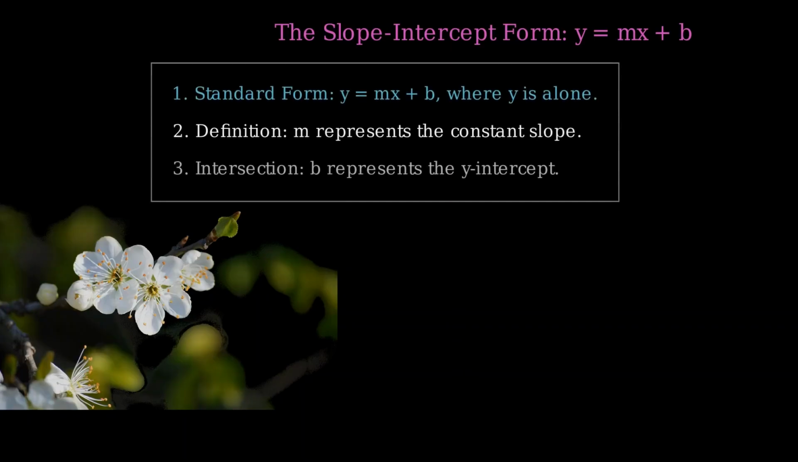The slope-intercept form is one of the most common ways to express a linear equation. In this form, the variable y is isolated on one side of the equation. Let's mathematically prove why y equals mx plus b represents a straight line.